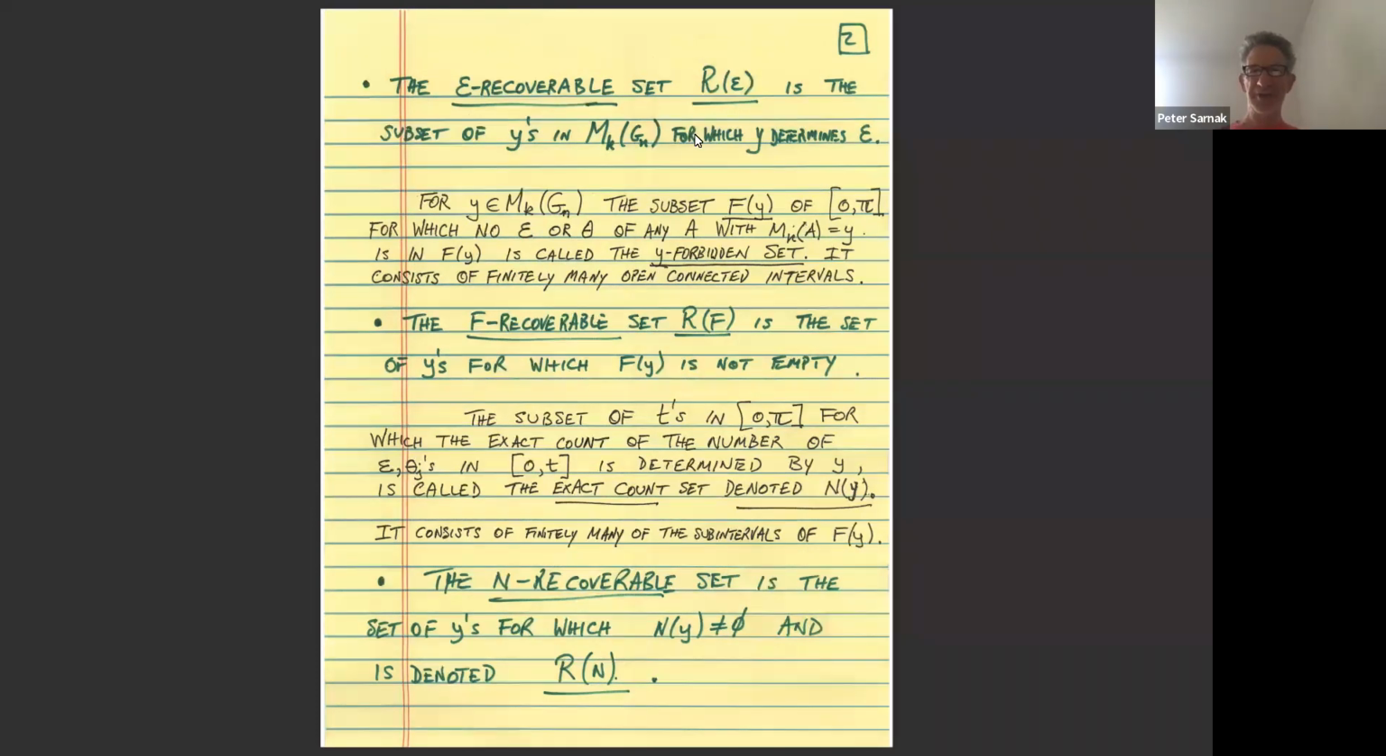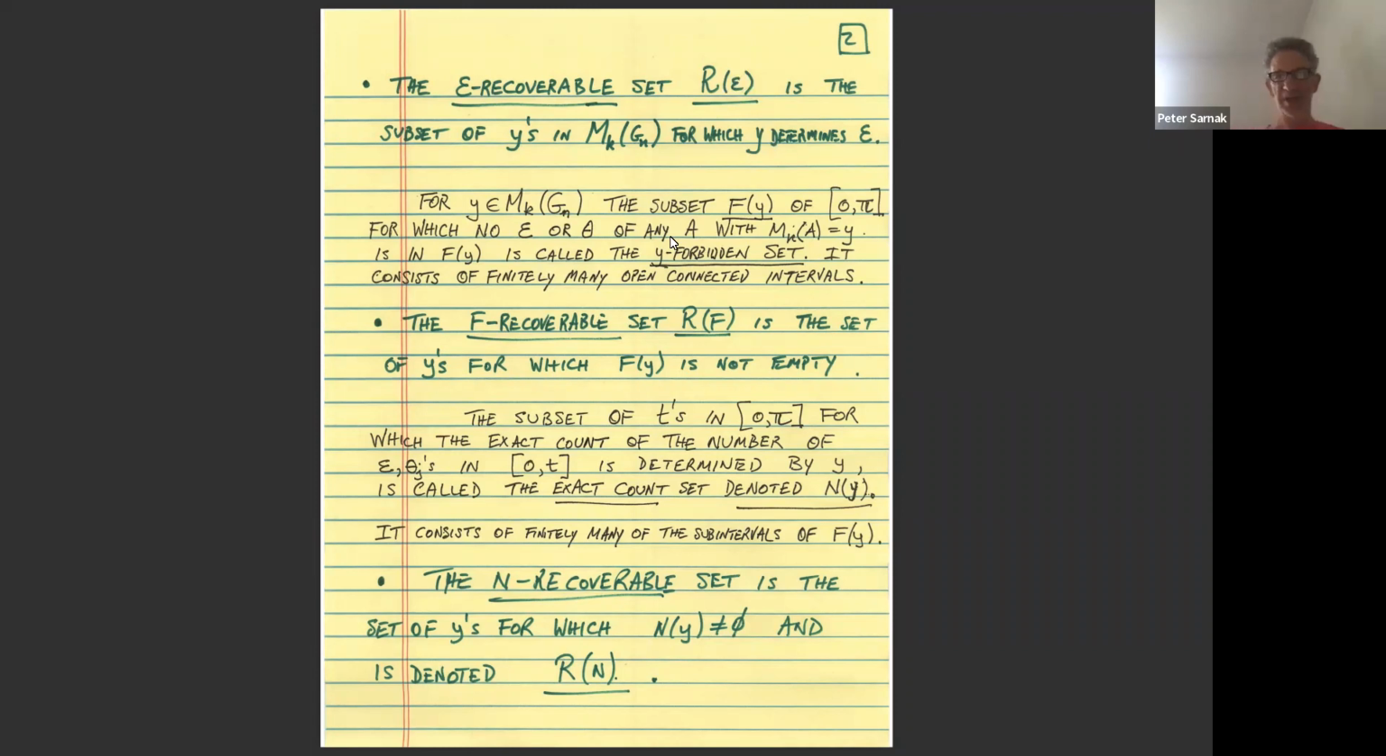So I'll define R epsilon to be the set of y's in the moment set, which I'll show you pictures of in a minute. So M K G N is the set of points in R to the K, which are moments, which are in this image. That's a complicated subset of R to the K. And the set of y's for which epsilon is determined is R epsilon, the epsilon recoverable set. We'd like to know what is the measure of that set. It's non-empty, as we'll see, but the question is, is the probability near 1 or 0?